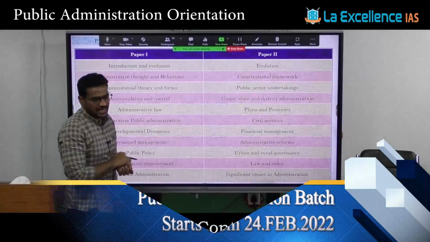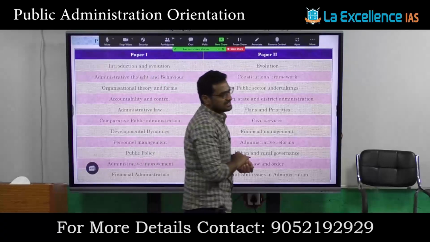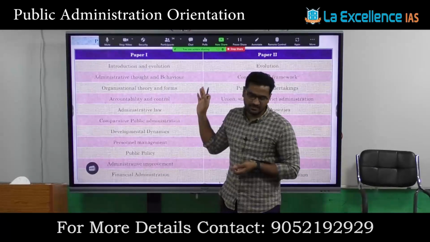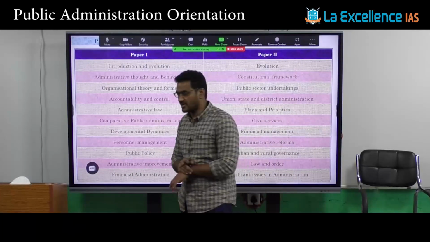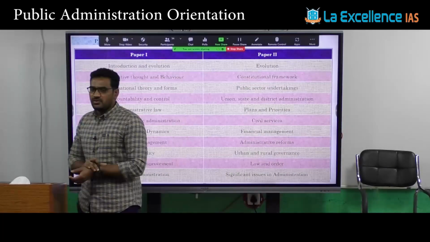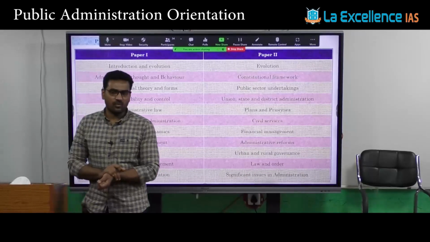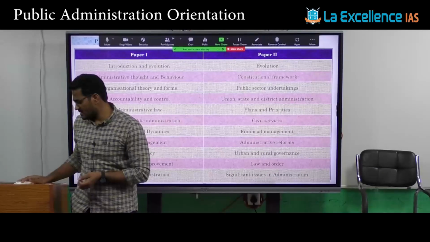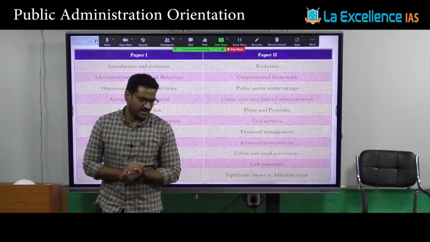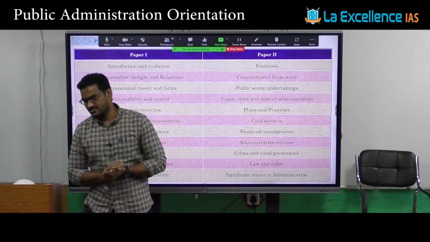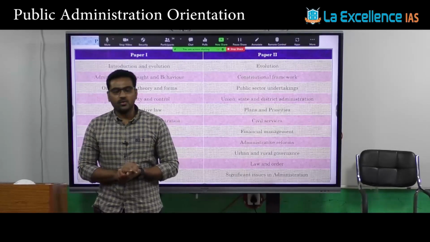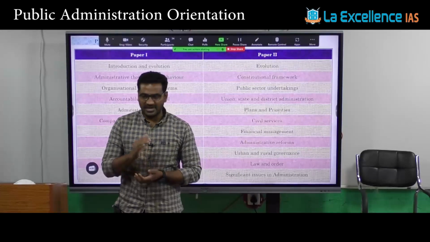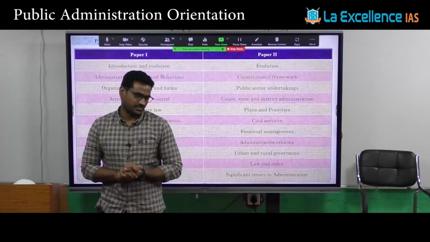This is the entire syllabus of public administration. Paper 1 consists of 12 chapters and paper 2 has 14 chapters. Okay, so what is the first chapter and what will we be trying to discuss? Please, I need your concentration here. The first chapter in public administration is about introduction. Why did public administration as a discipline emerge? When did it emerge, first of all?